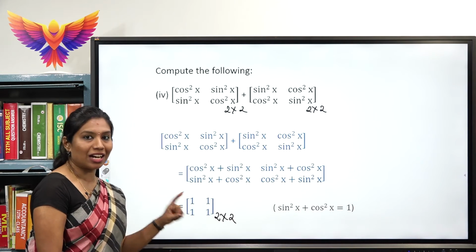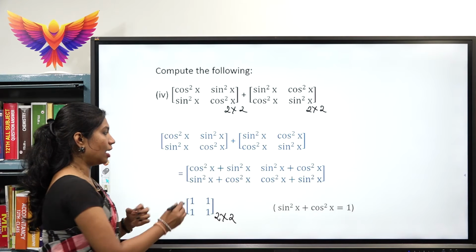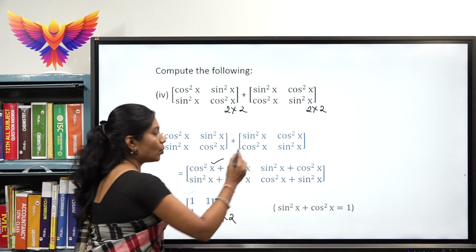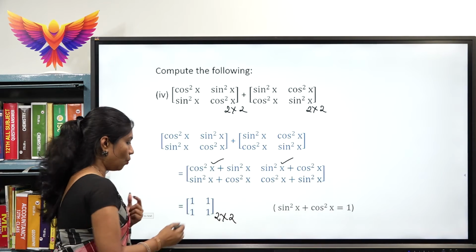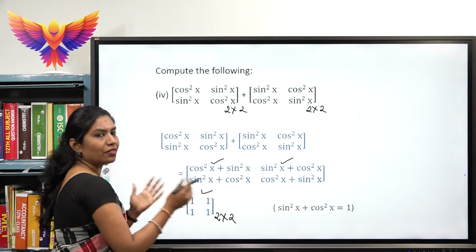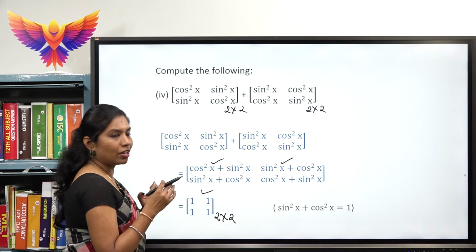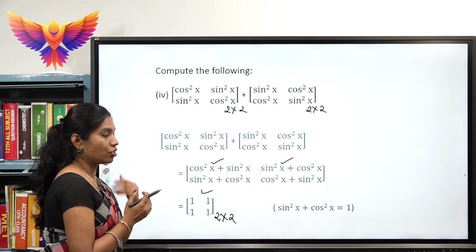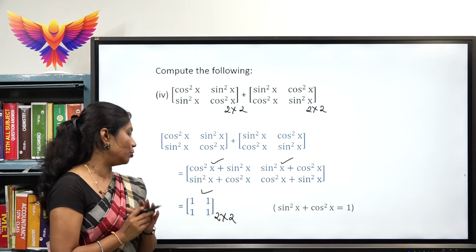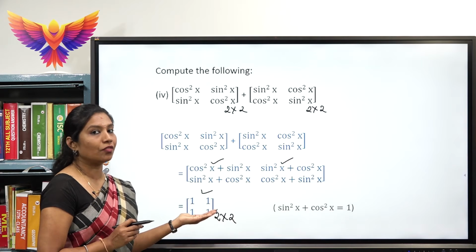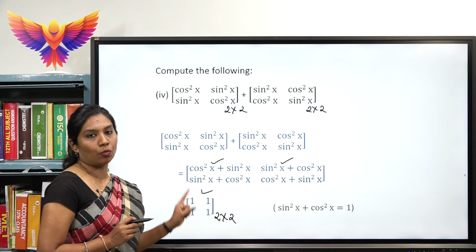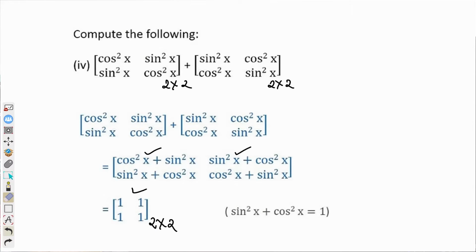So, using that condition, I will be writing this as cos square x plus sin square x as 1, and again sin square x plus cos square x is again 1 here. Everywhere I have the sum of the trigonometric function with the square of the function. So, sin square x plus cos square x is equal to 1. The identity is what I am using. So, finally, the result of this matrix, when I add it up, I will be getting 1, 1, 1 and 1, which is a 2 cross 2 matrix.